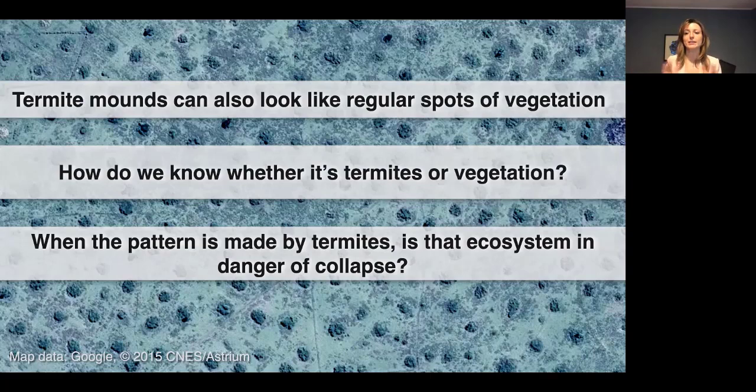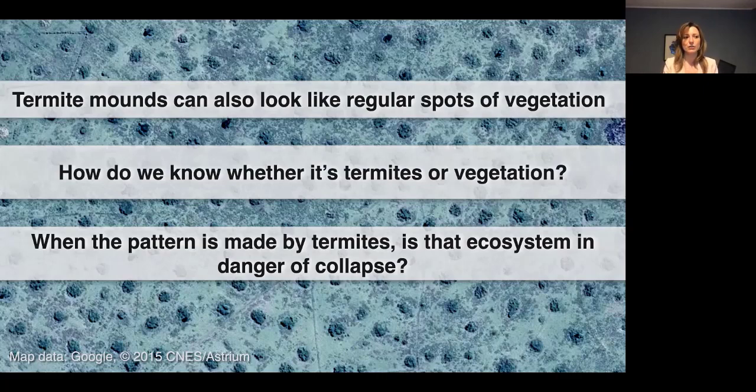What if it's termites and vegetation at the same time? Because if a hypothesis is clearly wrong, then it'll be excluded easily. But if it can persist for decades, then something else must be going on, you know? And so what if you had both of these mechanisms acting simultaneously?